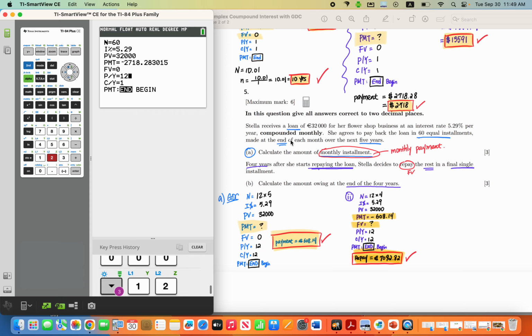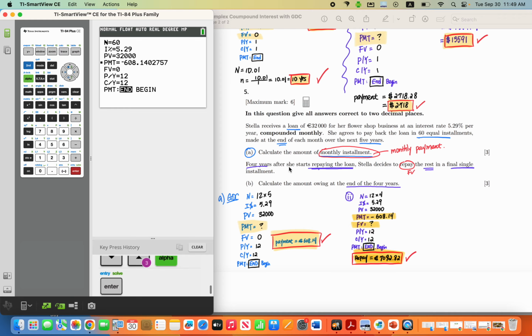And at the beginning, you read that it's compounded monthly. So that C/Y will be 12. And reading that at the end of each month, so that will be the end. So now I want to know the monthly payment. So alpha, I have to go to the PMT. So moving the flashing light all the way to PMT, then alpha, enter. So now I need to pay $608.14, and that's it. All right.